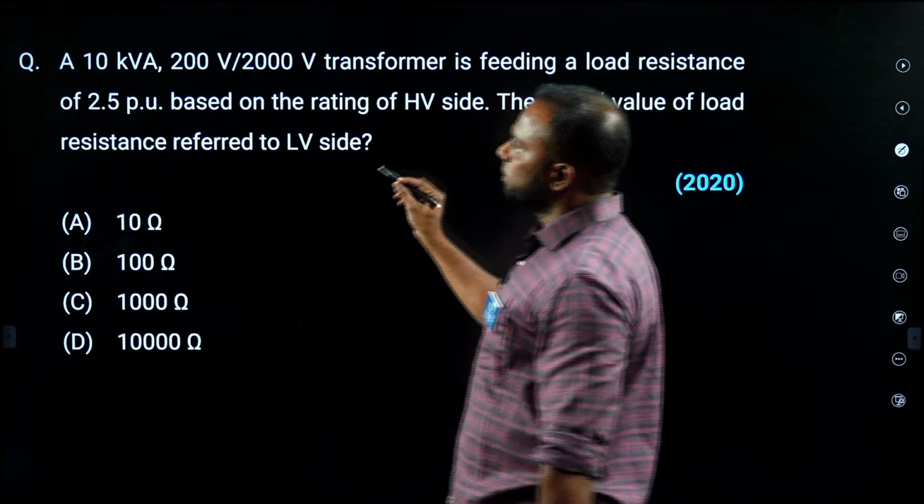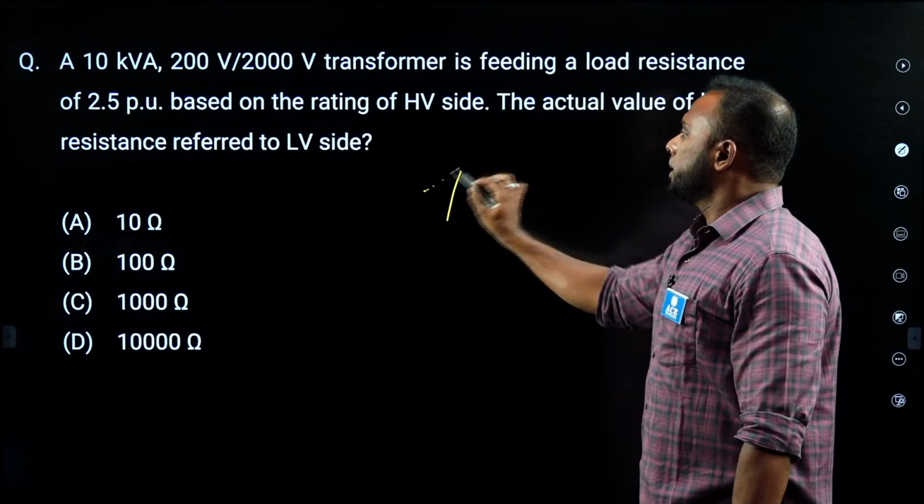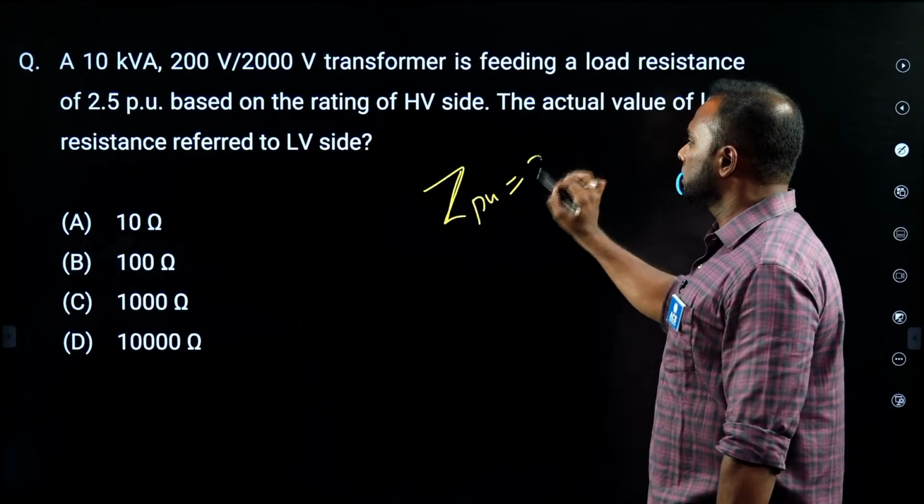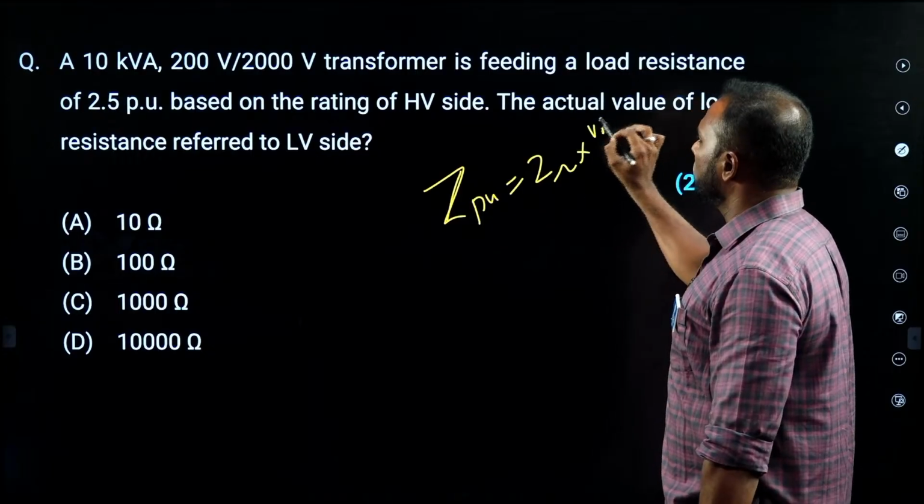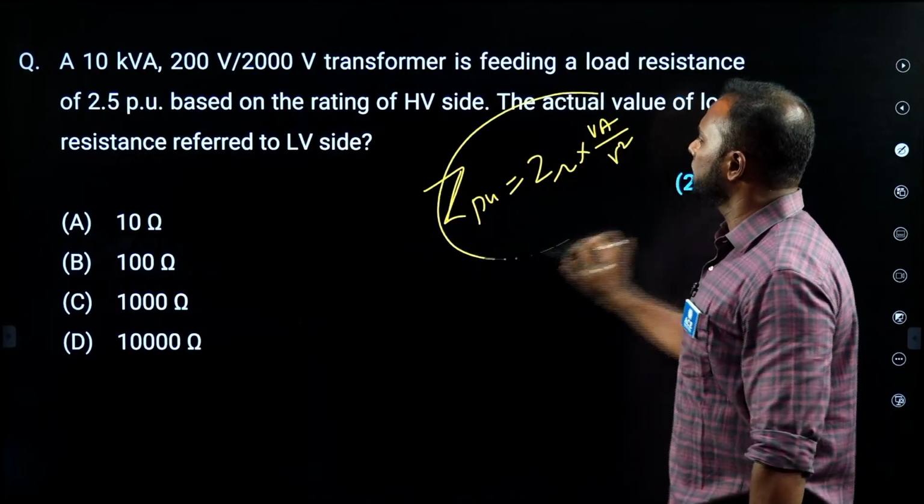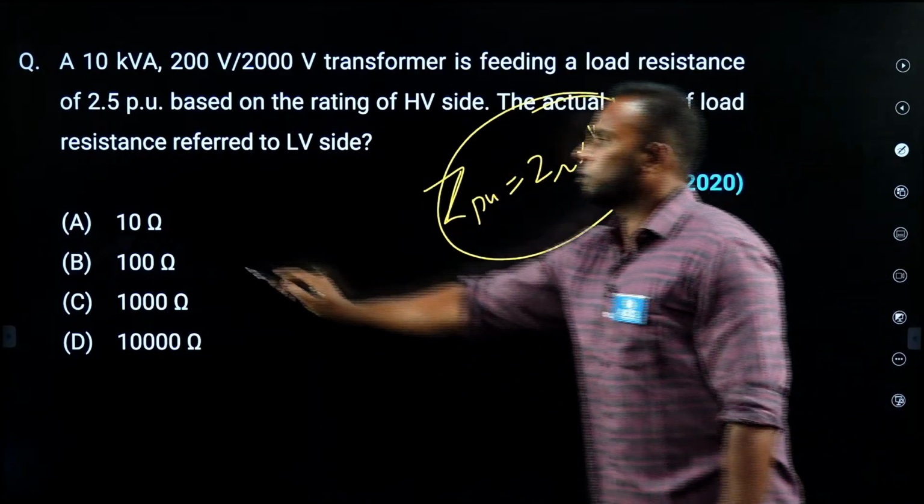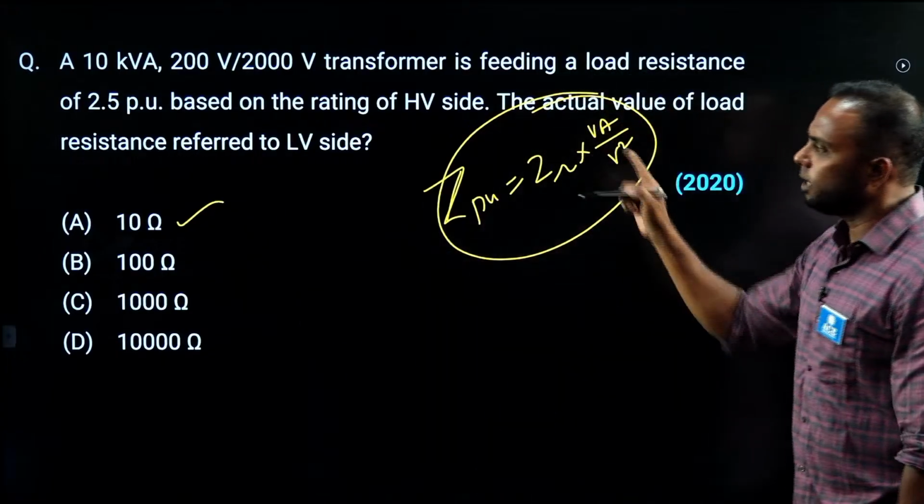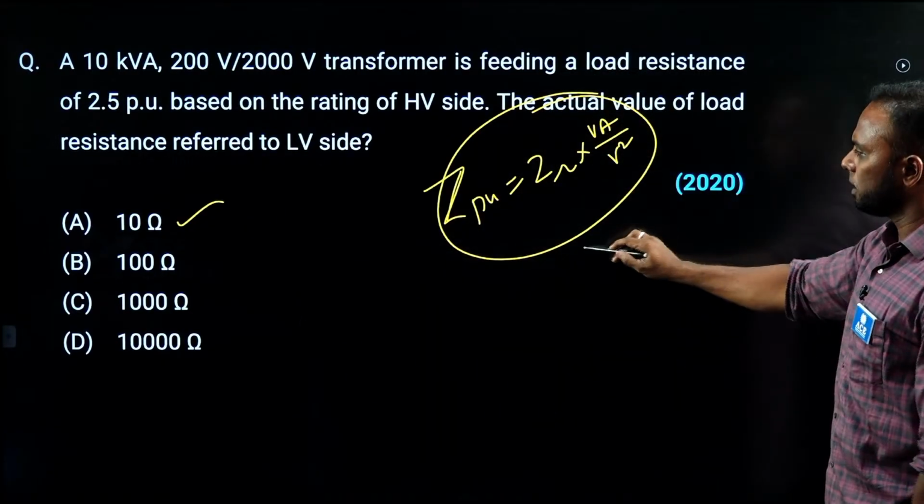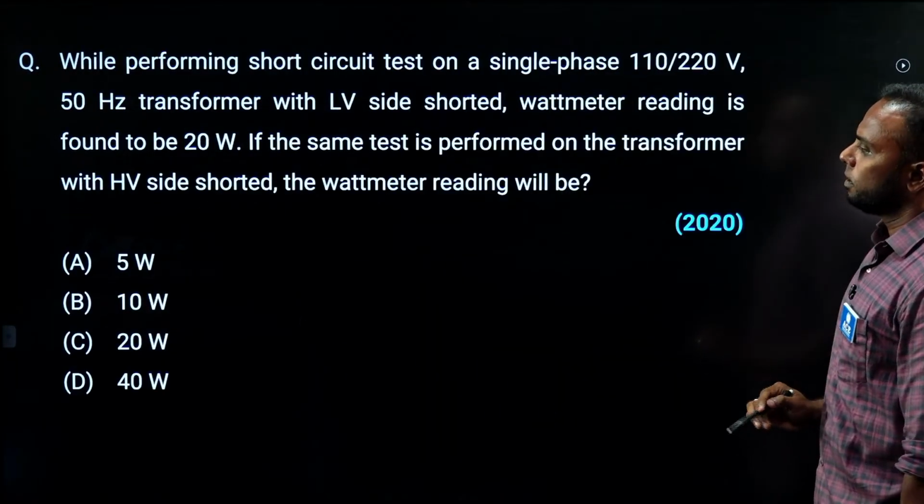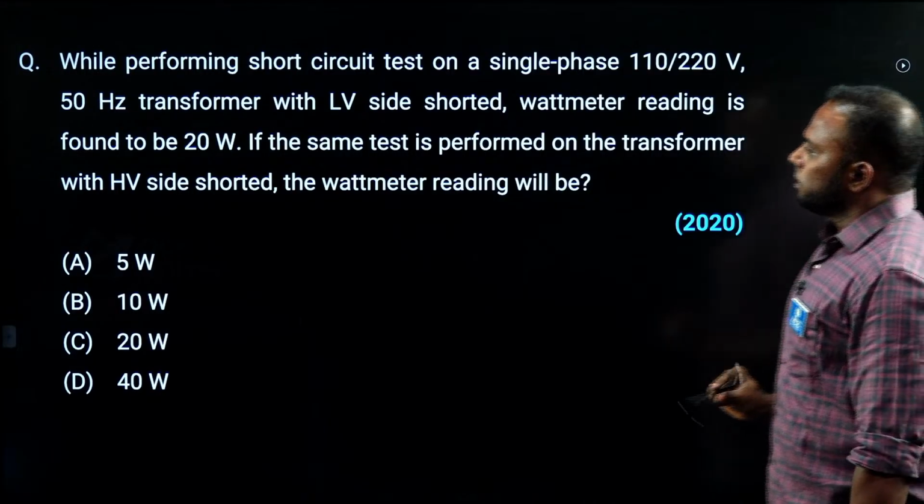Okay, previously we solved this, no? Impedance per unit equals Z in ohms into volt ampere by volt square. Use the same relation and you will get the answer. 10 ohms we get. They are asking to do this for the LV side. Same relation like the previous question. Next, what is the answer for this?